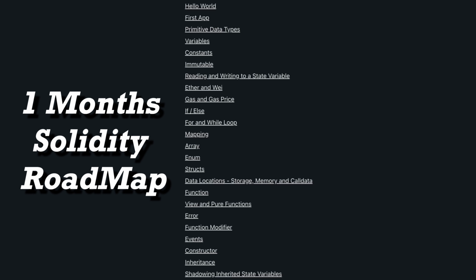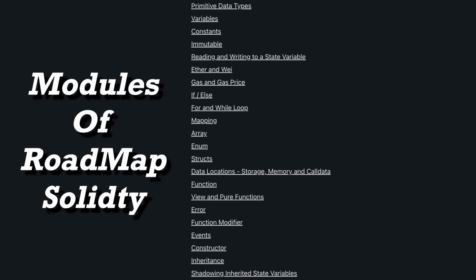But before I talk about the entire roadmap, we have to understand a few things: every single programming language has commonality and its own uniqueness, the way it works. I have divided this entire roadmap into a couple of modules. The very first module is primitive data types. The second is variables. The third is constants. The fourth is immutable.